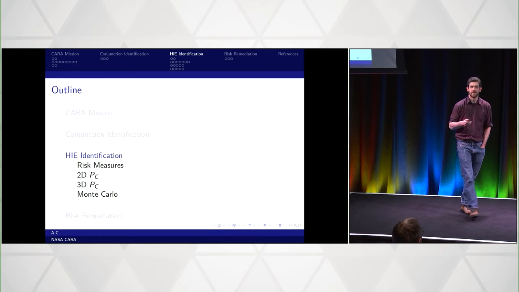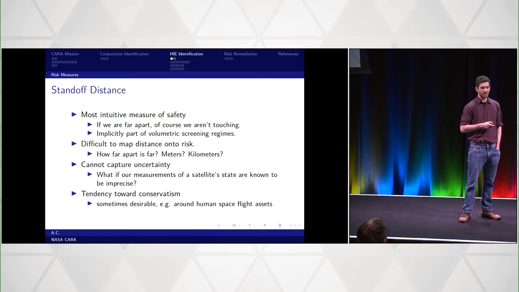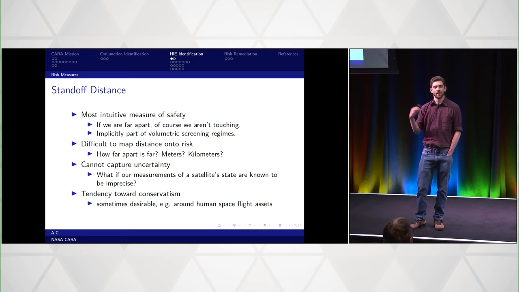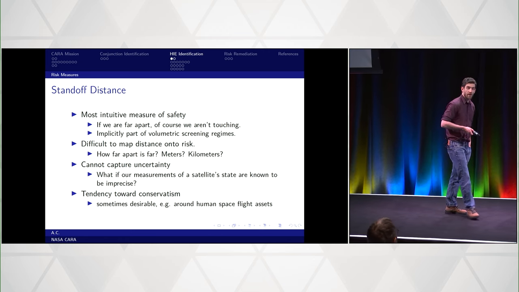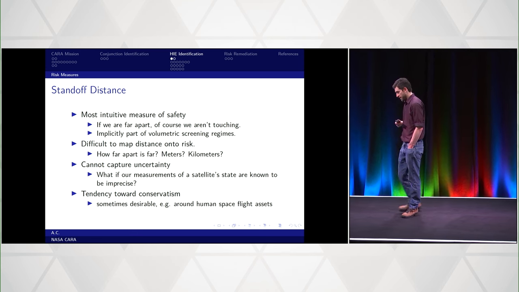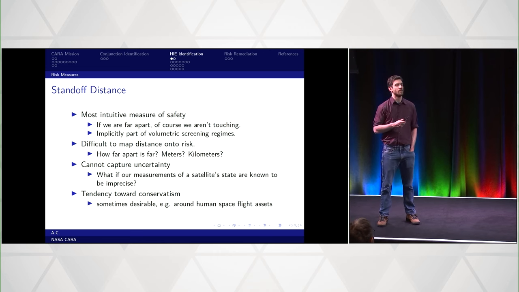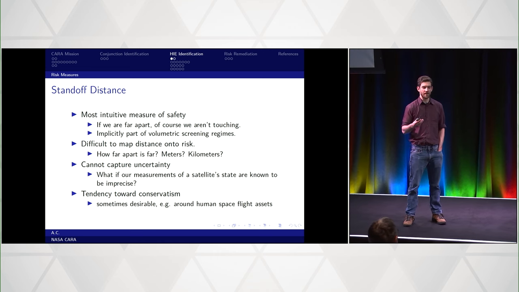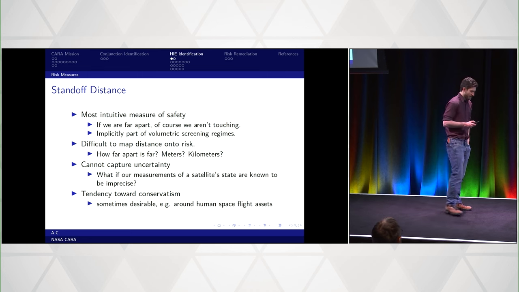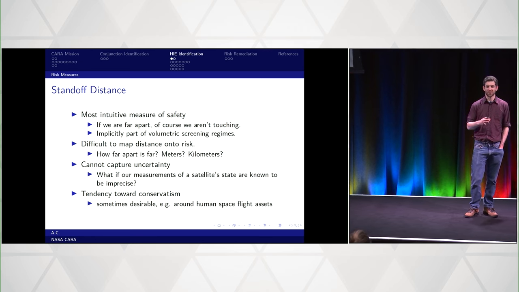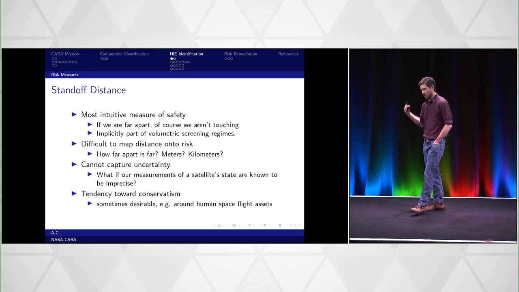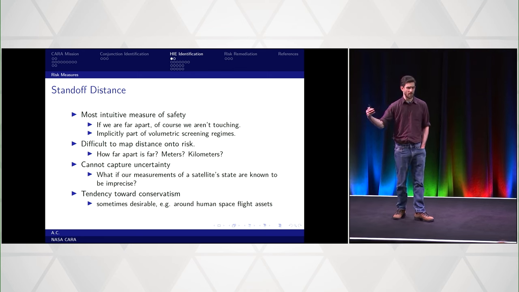All right. So, what do we do with these HIEs, or rather, how do we identify HIEs once we have our conjunctions? Our goal here is safety for the missions. And the most intuitive way to define that is standoff distance. It is implicitly a part of our procedure for volumetric screening, the idea that if I'm far away from you, I'm definitely not touching you. But it's good, but it's also kind of bad. It's nice in the sense that it has this intuitive meaning. It's troublesome because how far apart is far apart?